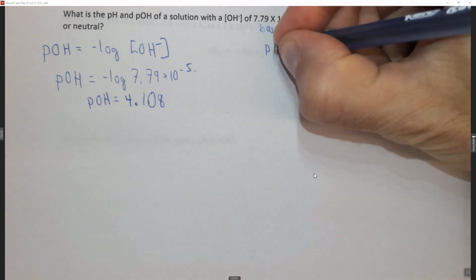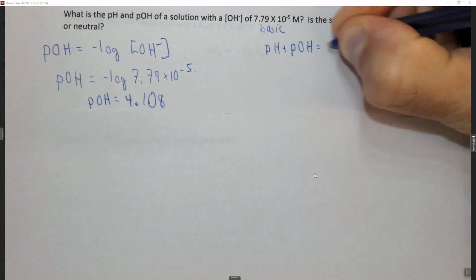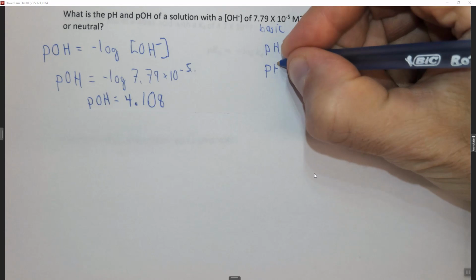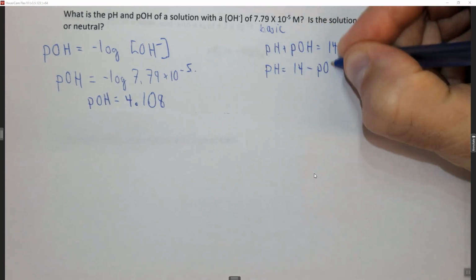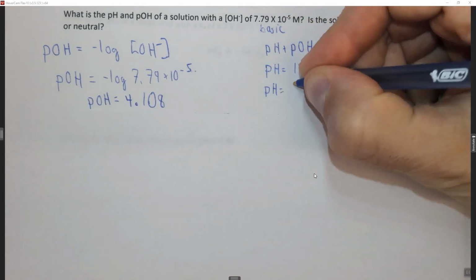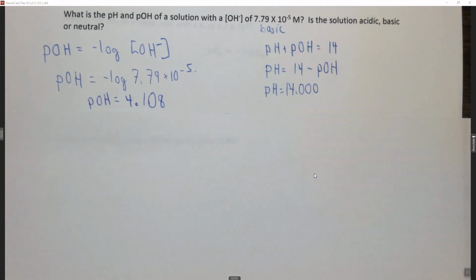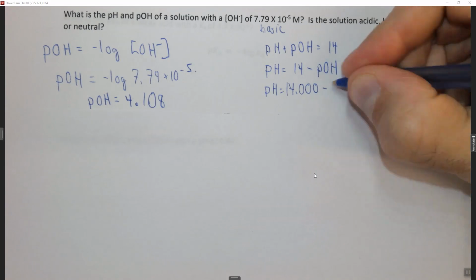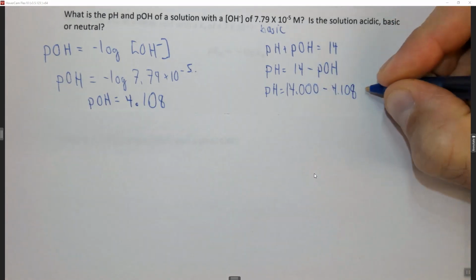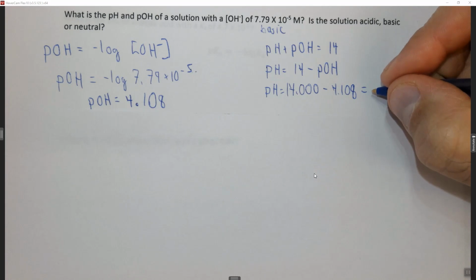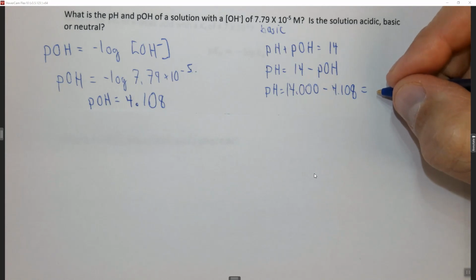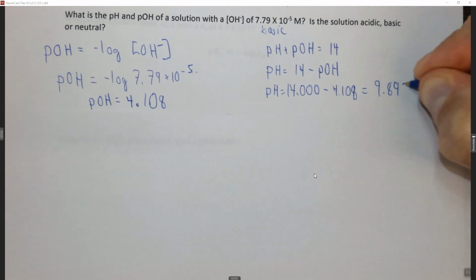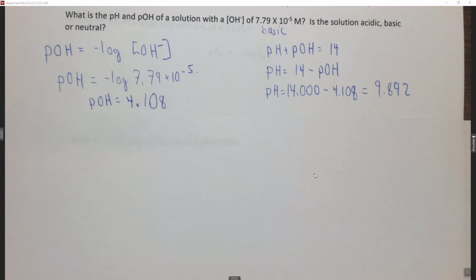Then just like before, the pH plus the pOH is equal to 14. Said another way, the pH equals 14 minus the pOH. In this case, the pH equals, use as many decimals as you need. Don't limit your sig figs by the 14. So 14.000 if you want. You don't have to write it necessarily. Minus 4.108. And when you do that math, you find that the pH here is going to be equal to 9.892. So this is the pH of the solution.